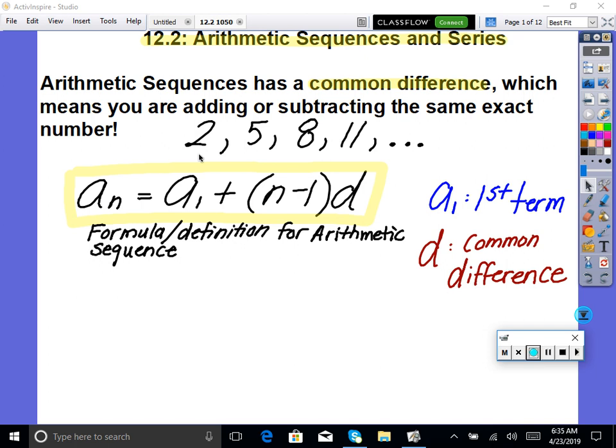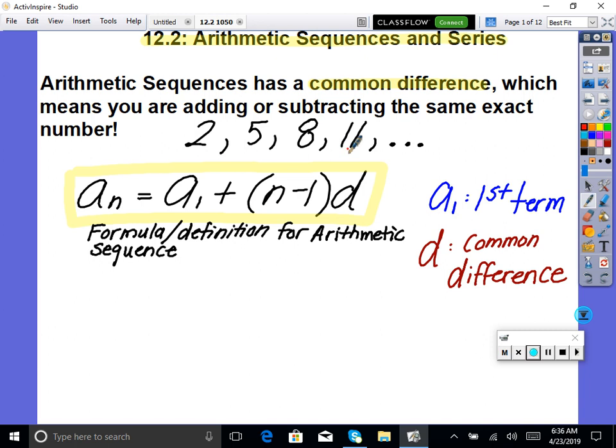So look right here: 2, 5, 8, 11, dot, dot, dot. So we know that means the pattern continues. Do you guys see what we are doing essentially? We are adding 3 each time. Now that's actually what's called a common difference. So how we figure it out is we actually work backwards.